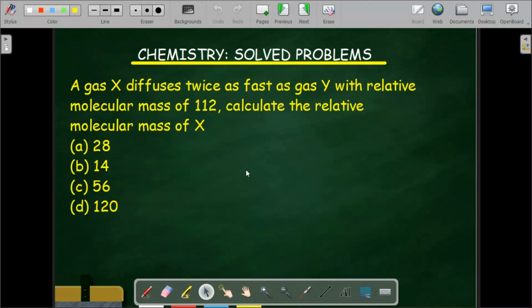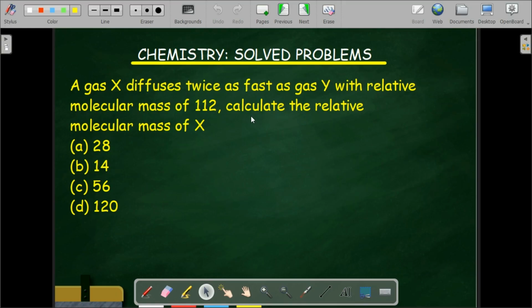All right, this question is testing your understanding of the concept of Graham's law of diffusion. A gas X diffuses twice as fast as gas Y with relative molecular mass of 112. Calculate the relative molecular mass of X.